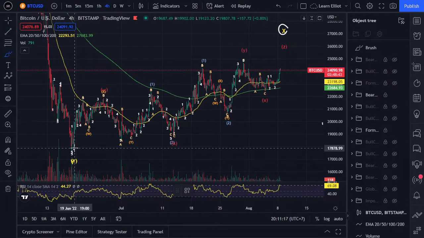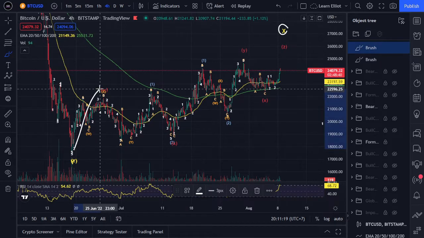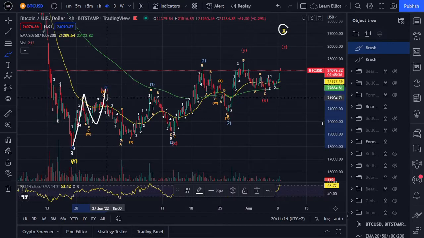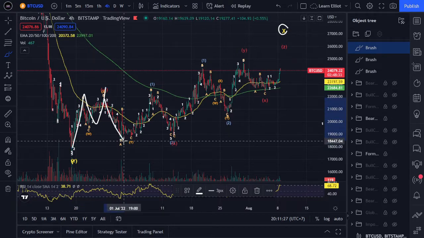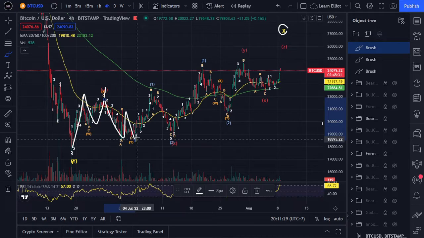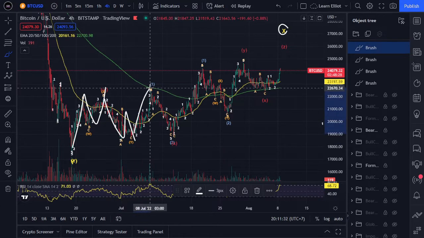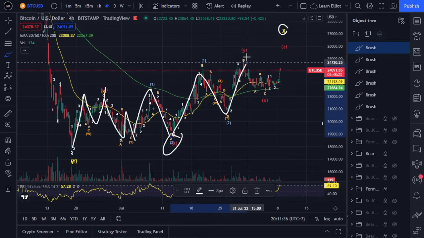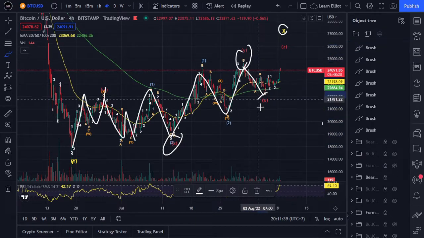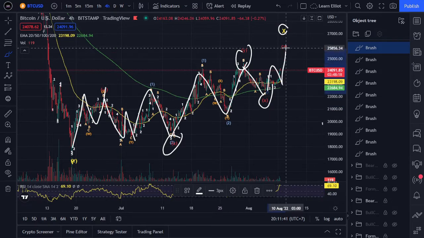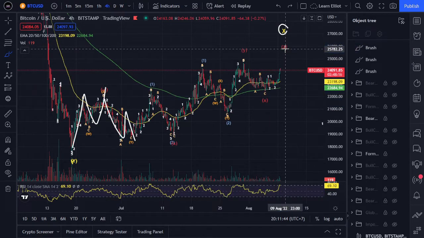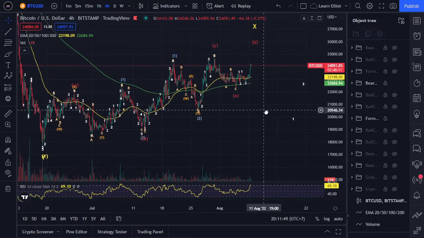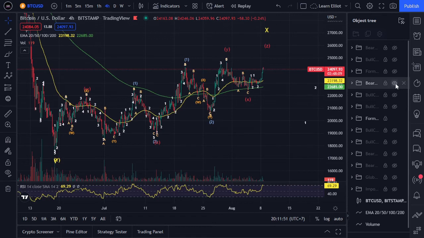We also have this wave W, we have an ABC correction to wave W, and another ABC, which is wave Y, and a 1 2 setup to wave X here, and 1 2 ABC to wave Y here, and then a pause to wave X, and an ABC to wave Z. So that's the only possible bear case that I can find.